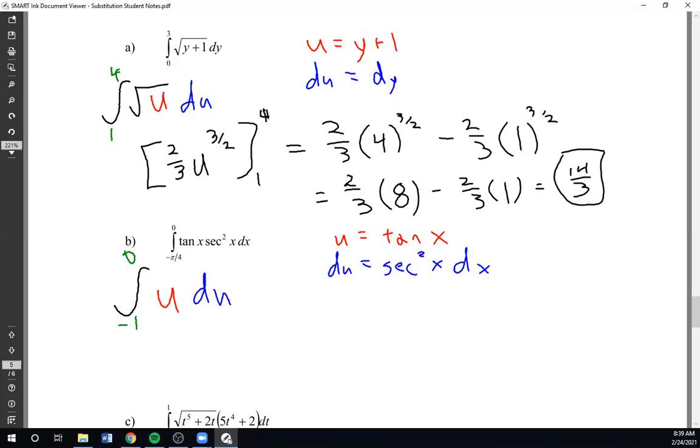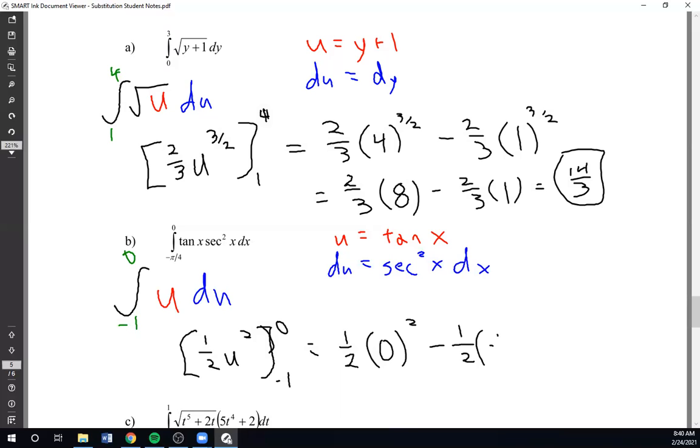Good news, no more trig. The trig is gone from the problem. Because now all we have to do is say, oh, antiderivative, that's going to be 1/2 u squared from negative 1 to 0, which is going to equal 1/2 times 0 squared, minus 1/2 times negative 1 squared, which will be a positive 1/2. So we are subtracting 1/2. Taking 0 minus 1/2, that's going to be negative 1/2. Done.